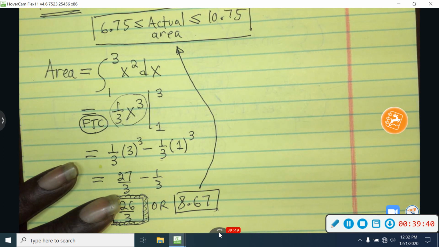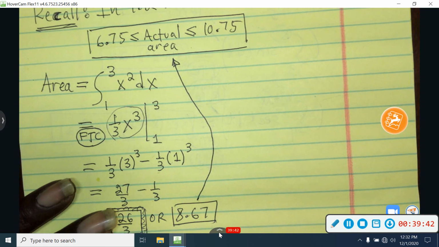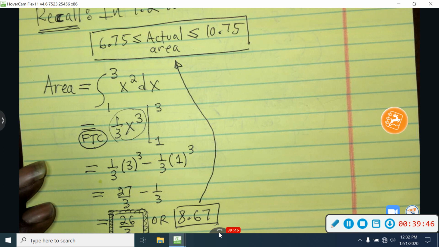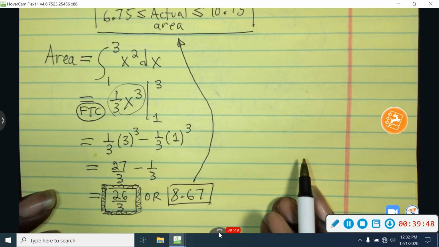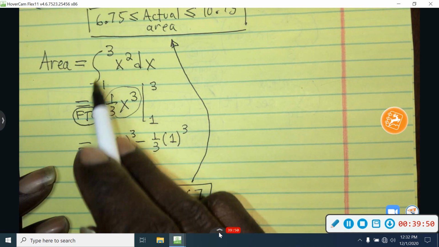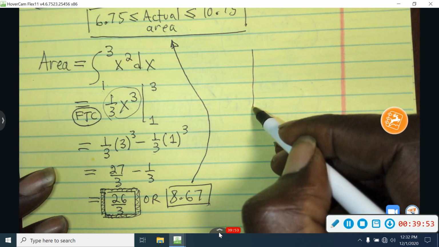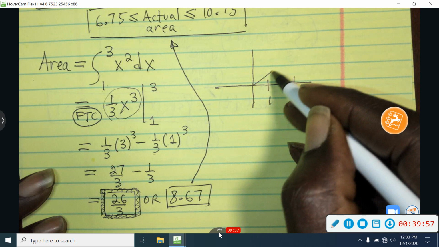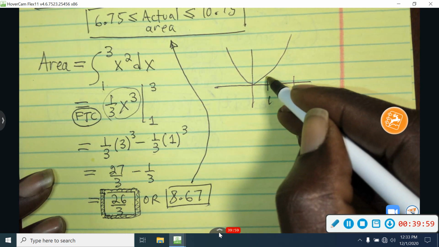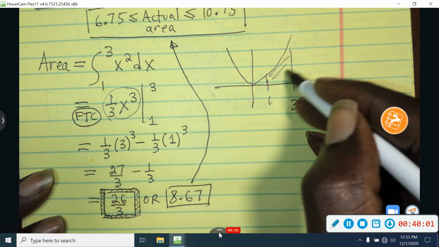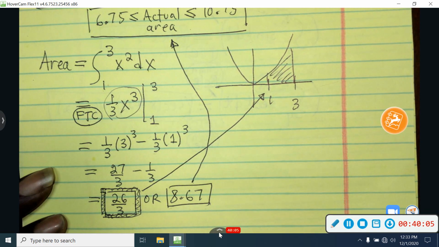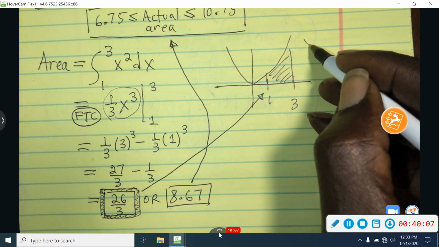Okay, let's do a couple more. Now be careful. Doing this procedure doesn't always give area. If you look at x squared, it's always up in the air. It's always positive over the interval 1 to 3. You just found that area. There's x squared.